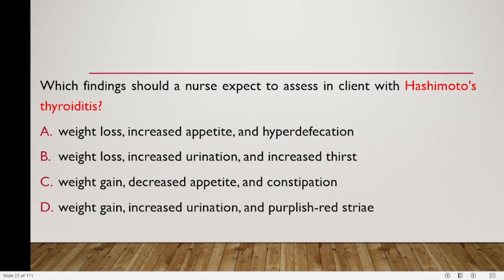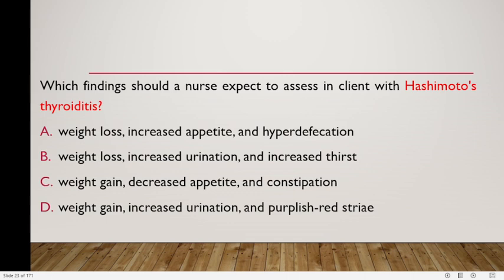Ladies and gentlemen, it is important for us to realize that Hashimoto's thyroiditis is one of the hypothyroidism conditions. And in hypothyroidism, we say we are going to have weight gain and not weight loss. For that reason, A and B automatically become wrong, and we end up concentrating on C and D, because hypothyroidism normally results in increased weight gain, constipation, cold intolerance, and so on.